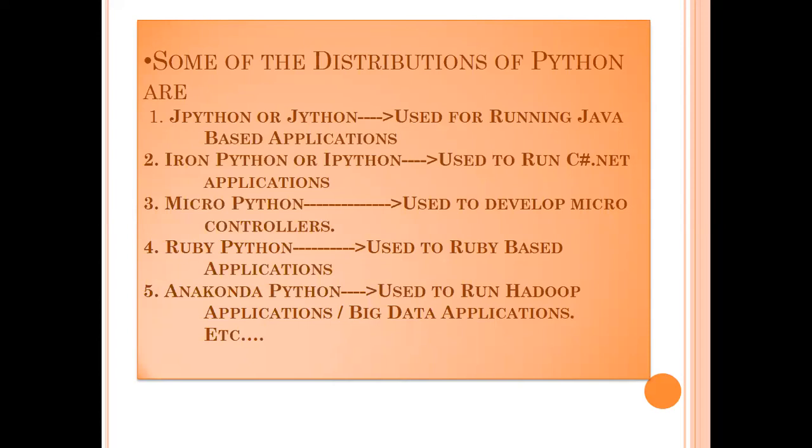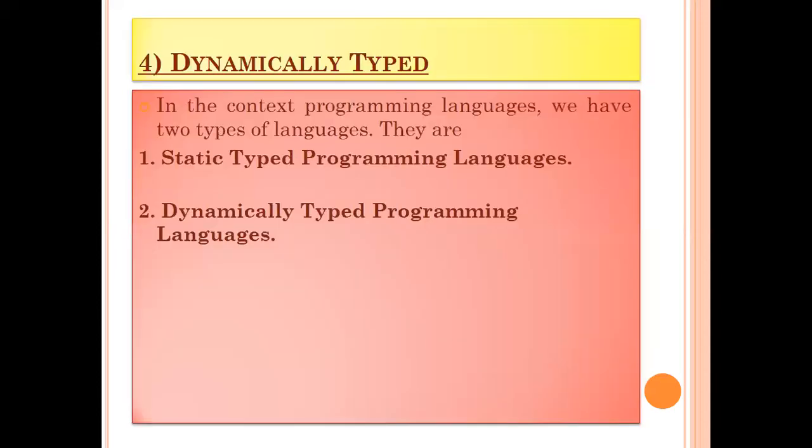MicroPython is used to develop microcontroller applications. RubyPython is used to develop Ruby-based applications. AnacondaPython is used to run Hadoop applications. Hadoop means big data applications. So like this, we have many distributions.